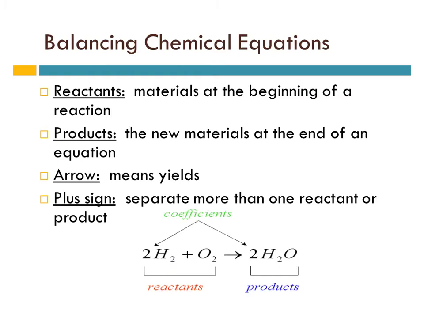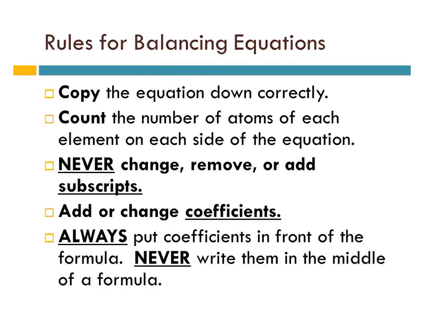The plus signs indicate that there is more than one reactant or more than one product. So there's more than one ingredient at the beginning, or there's more than one product at the very end that you're achieving. So we have the coefficients also pointed out in this diagram. The coefficients are the big numbers, and hopefully you remember the smaller numbers are the subscripts. That tells us how many of each individual element are in the formula.